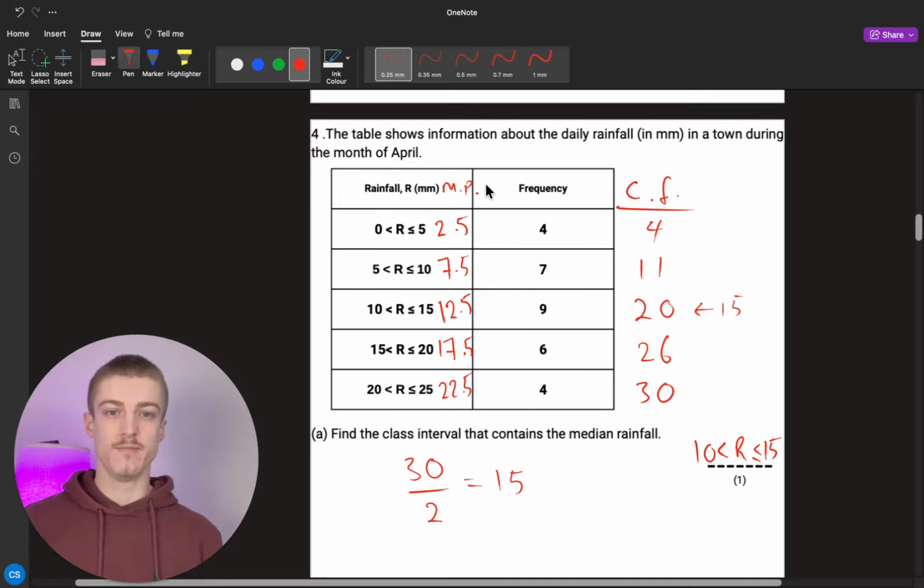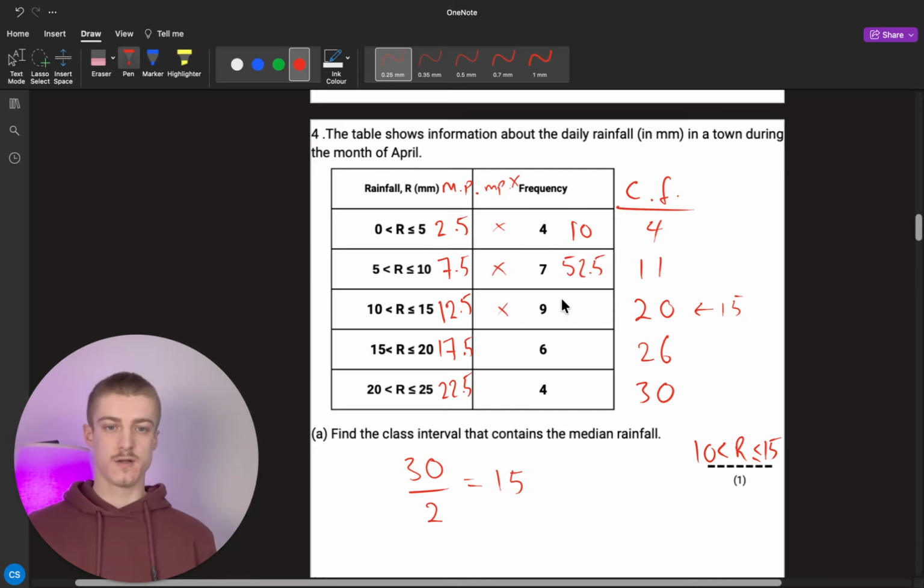Let's do this. Midpoint times frequency here, and I'll put it on the right. So 2.5 times 4, we get 10. 7.5 times 7, we get 52.5. 12.5 times 9, 112.5. 17.5 times 6, 105. And then 22.5 times 4, we get 90. Okay. Now if we add all of this up, we end up with 370.